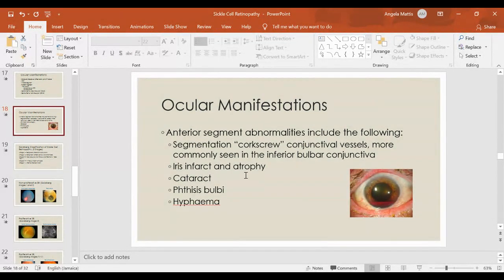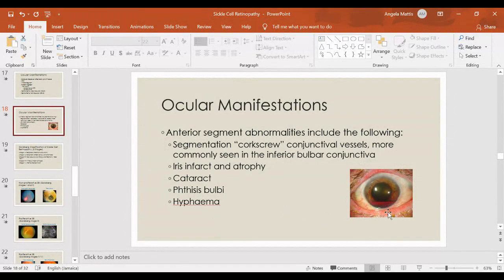There's iris infarct and atrophy. When you look at some of the irides, and I probably should put a photograph of it, you see patches where there is atrophy of the iris. Of course, they get cataract. They also get phthisis bulbi, where they get shrinking of the eye, eventually from other complications. And as I show you here, they also get a hyphema, which is blood in the anterior chamber.